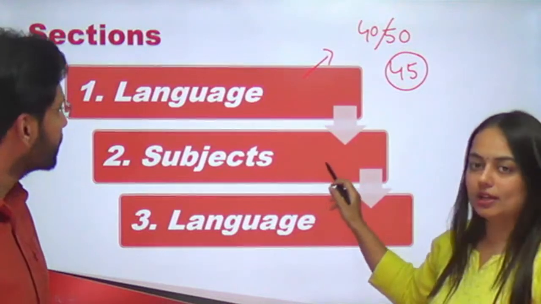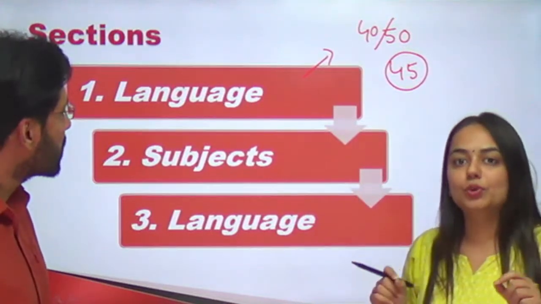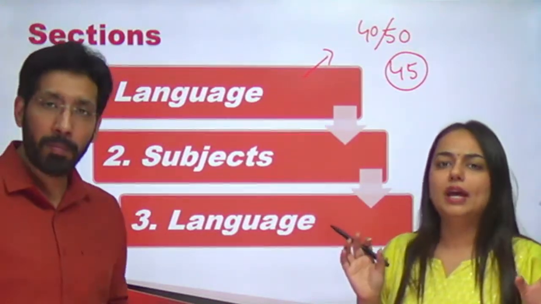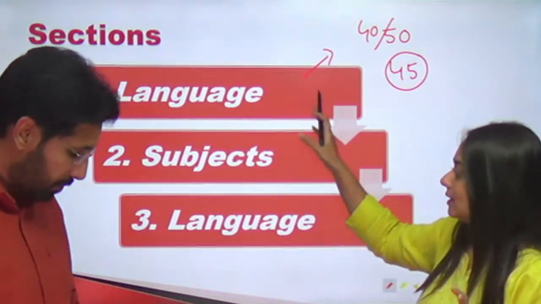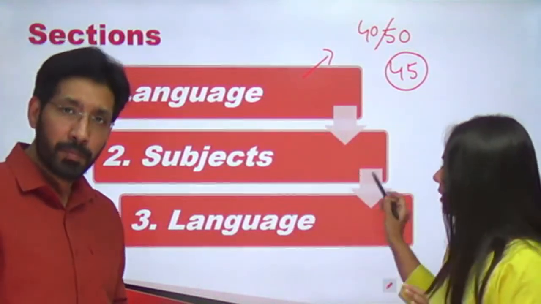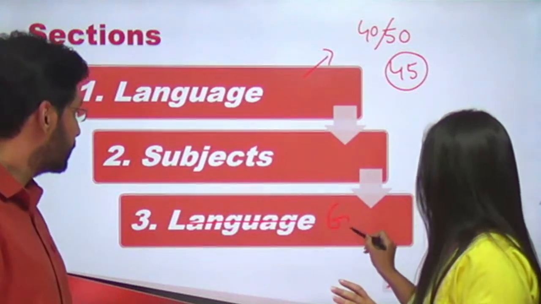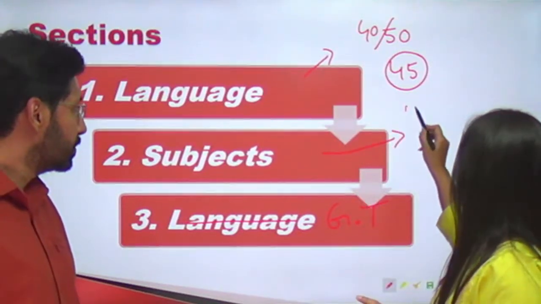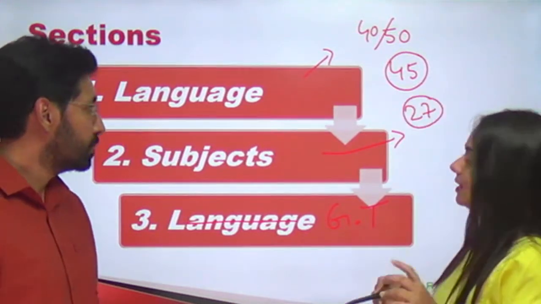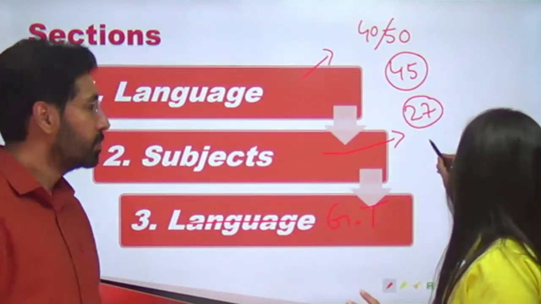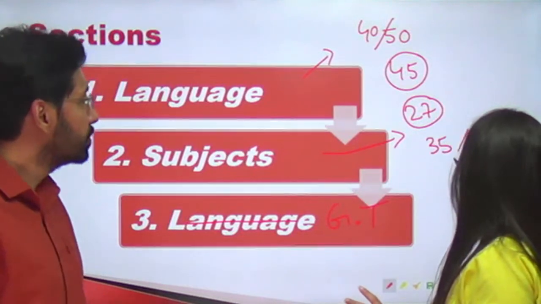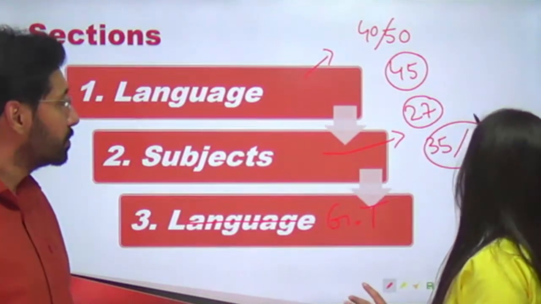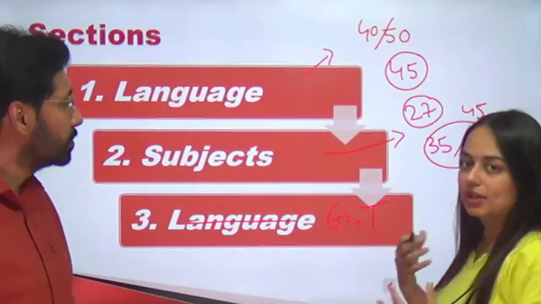Second is your subject. Out of 27 subjects, you were supposed to select a maximum of 8 subjects if you have already selected a language and a GT paper. Out of the 27 subjects, let's say you've selected one subject, you just had to do 35 questions out of 40. And again, the timing is 45 minutes.